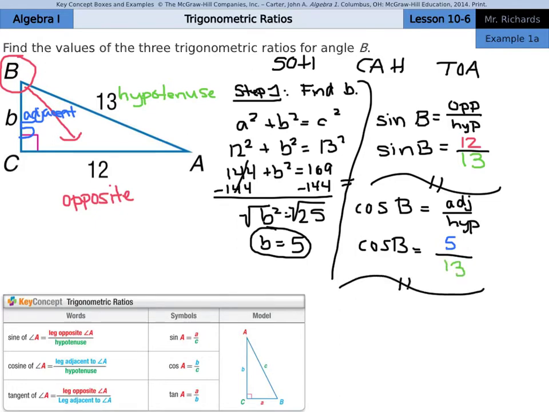And lastly, we have our tangent. So the tangent of B is equal to the opposite over adjacent. And our opposite is 12 over the adjacent, which was 5. The tangent of angle B is 12 over 5. And those are our solutions.